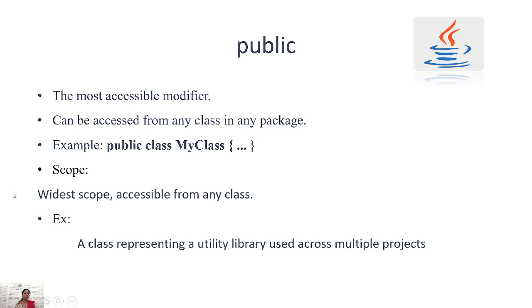How will I define the public access modifier? Public class MyClass, it is a class. If it is a data member, then public int and any variable name you can give. If it is a method, public void print method. So that is the public modifier. What is the scope of this public modifier? It has the widest scope, in that it can be accessed from any class.